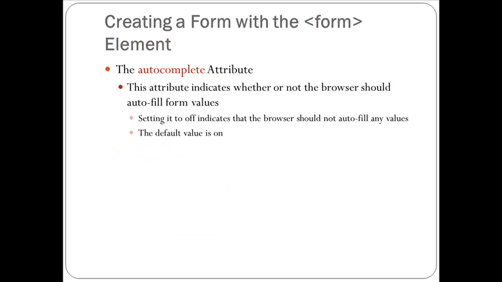The autocomplete attribute indicates whether or not the browser should autofill form values. Setting it to off indicates that the browser should not autofill any values, and by default it's on. So if it recognizes the value that you're starting to enter, and it's usually because it's been entered before, then it'll go ahead and show you the values that you can choose from, or the value that you used the last time.